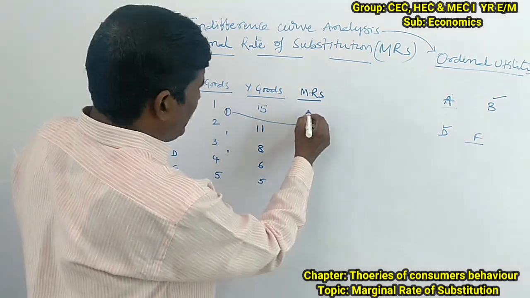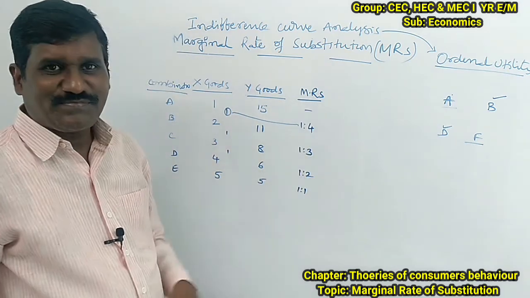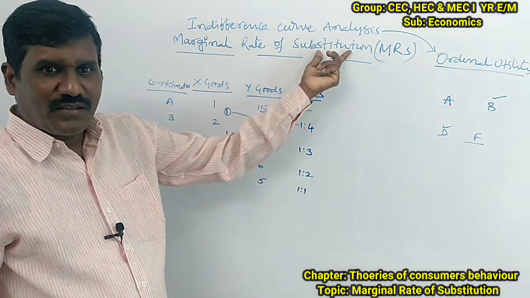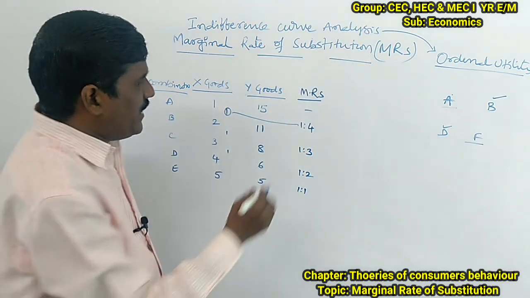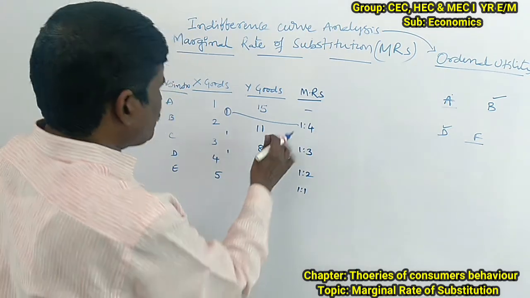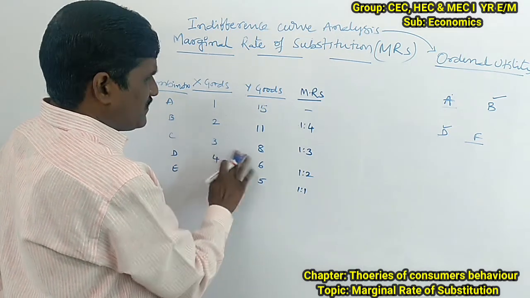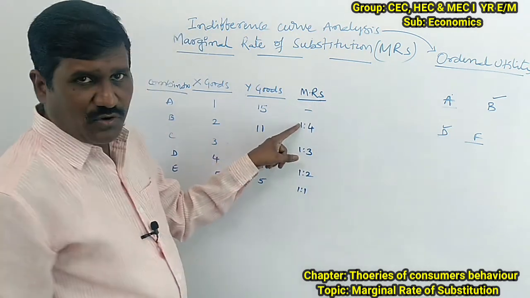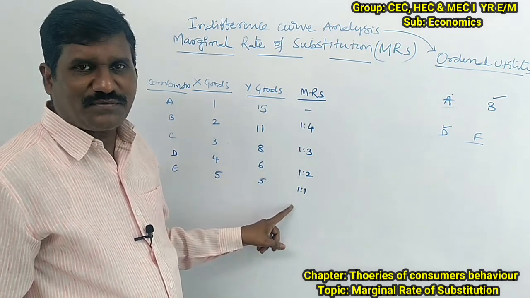For example, here you can take a dash. 4, 3, 2, 1. What is this? Marginal rate of substitution. The rate of substitution. So this is the marginal rate of substitution: 1:4, then 1:3, 1:2, 1:1.